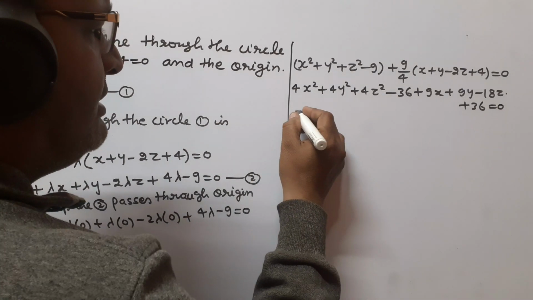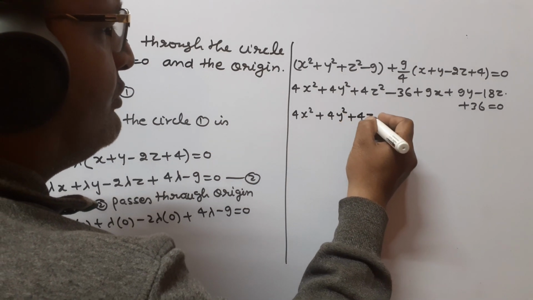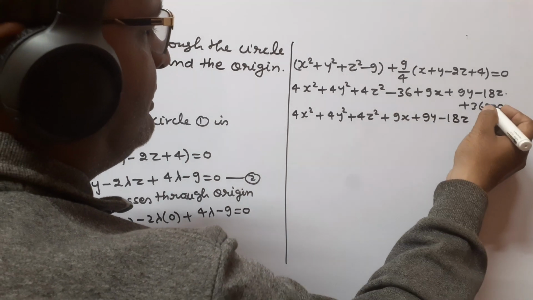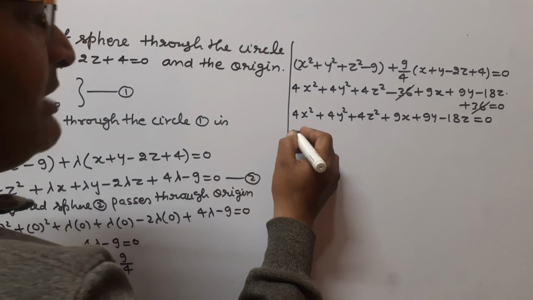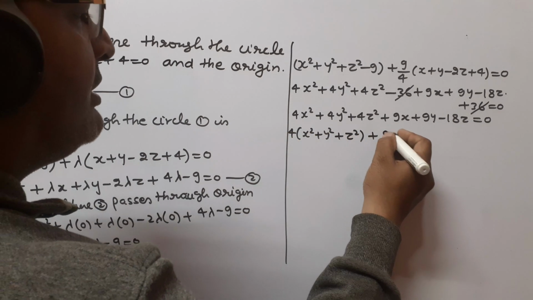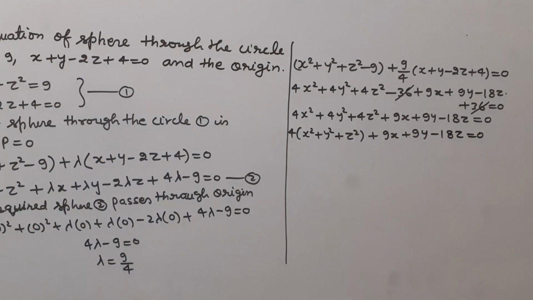Here we can write this as 4x square plus 4y square plus 4z square plus 9x plus 9y minus 18z, and the 36 is cancelled by the other 36, equal to 0. This can also be written as 4 times (x square plus y square plus z square) plus 9x plus 9y minus 18z is equal to 0. So this is the required equation of the sphere. Thank you.